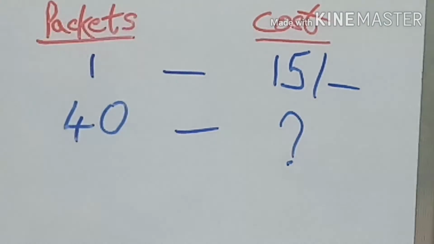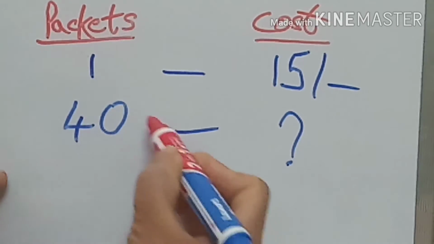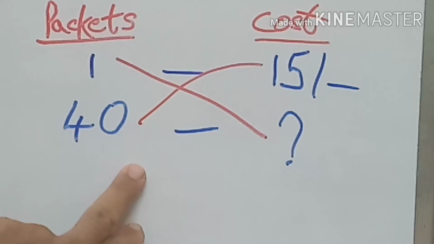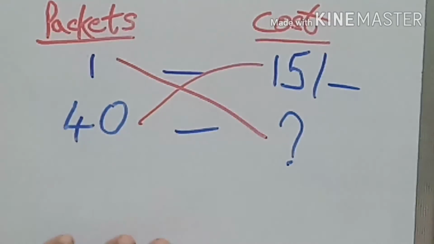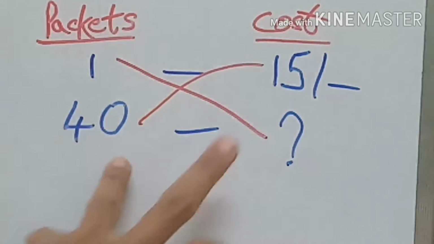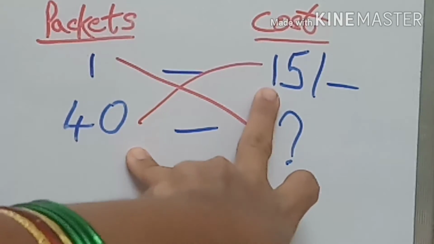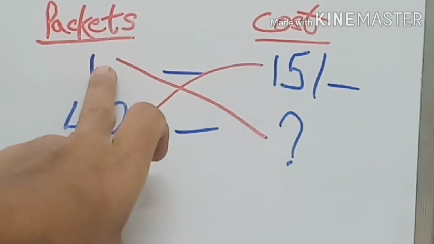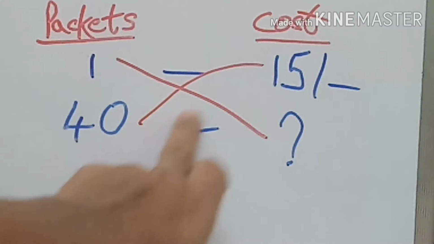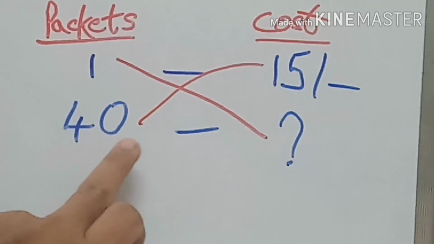Now the next step is that we need to cross them. If we cross them, then we will understand whether to do multiplication or division. The opposite sides which have numbers should be multiplied and the other side should be divided. Got it? So what are the opposites? The numbers in the same line.